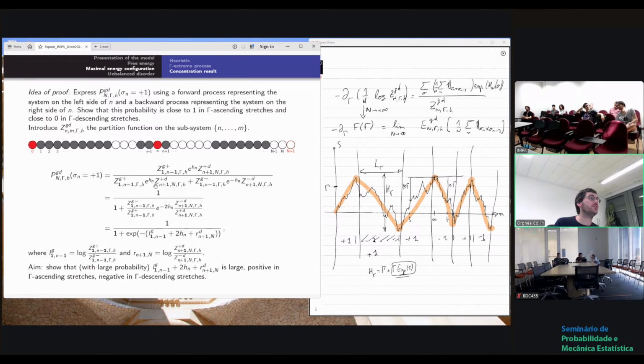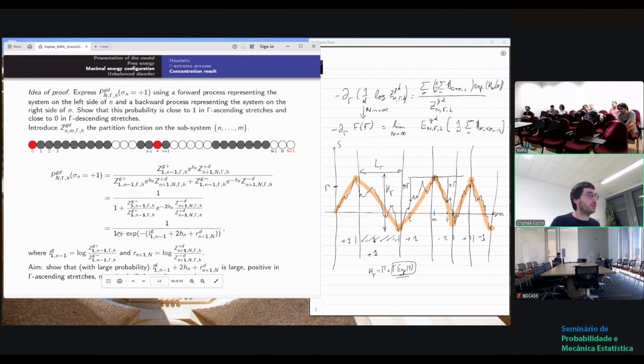You have the configurations with sigma n equal to +1, and the configurations with sigma n equal to -1. Now let's divide by the numerator, and you obtain this interesting form, because we have ratios of partition functions with the boundary conditions which vary. Here the right boundary condition varies, and here the left boundary condition varies. And this ratio we have already studied before. It's the process capital Ln, which I mentioned earlier when talking about the free energy.